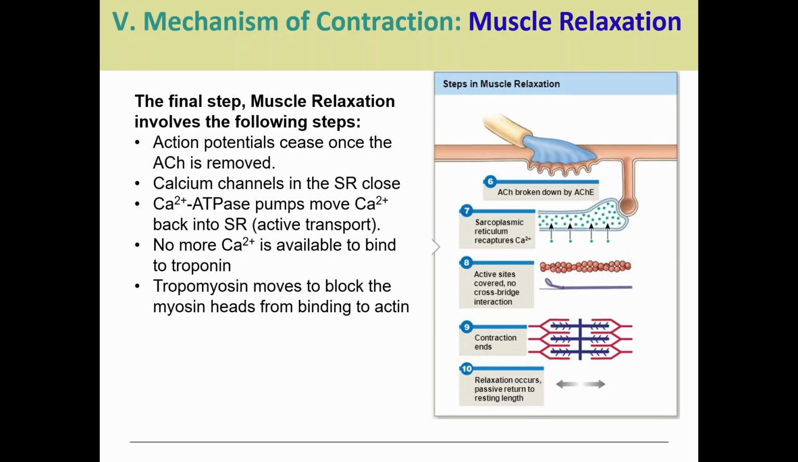Since calcium's not there anymore, tropomyosin blocks the myosin heads from binding to actin. You should be able to talk about this. You should be able to tell me how we stop muscle contraction, because these are the steps involved in stopping muscle contraction.